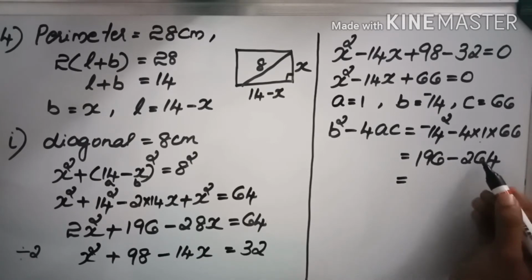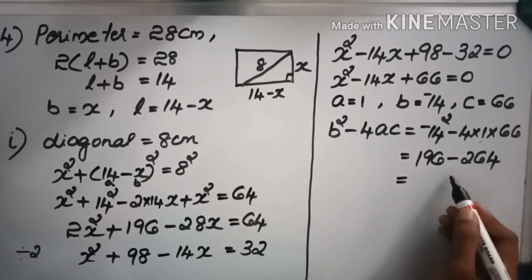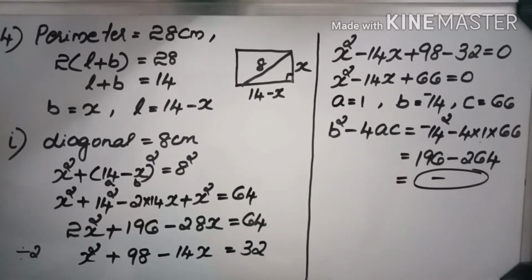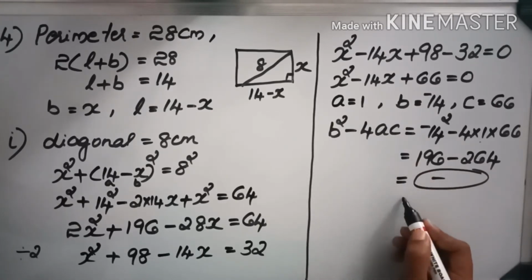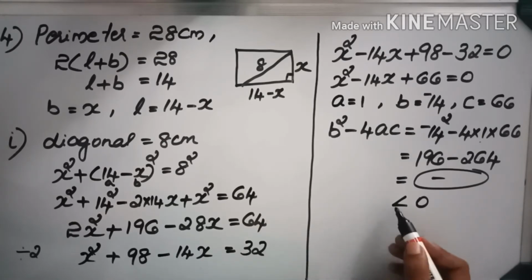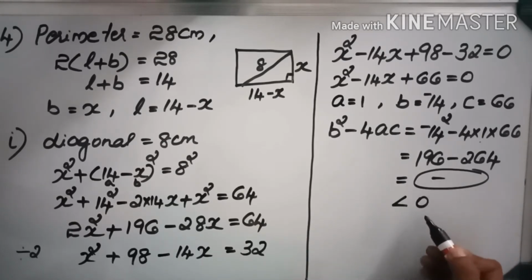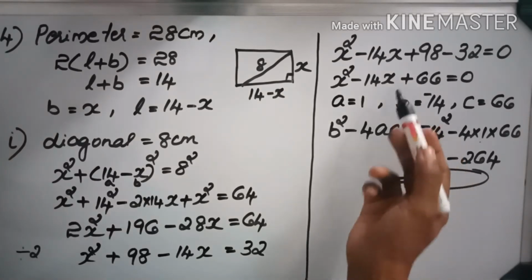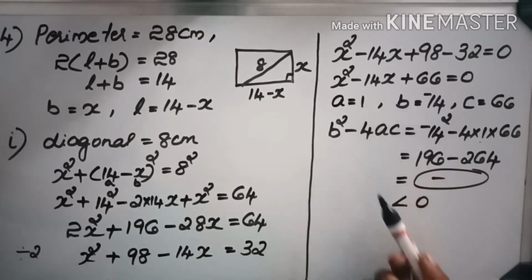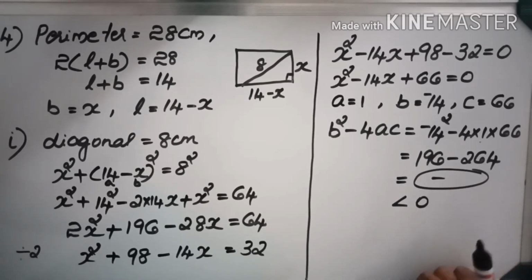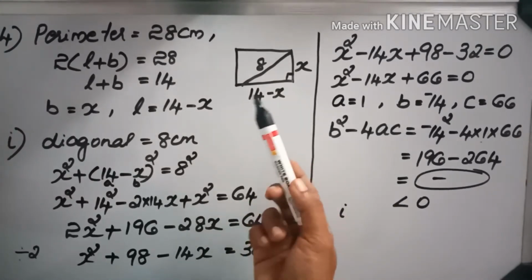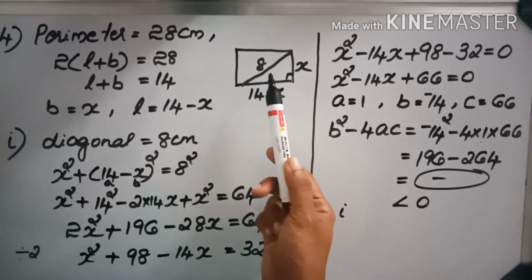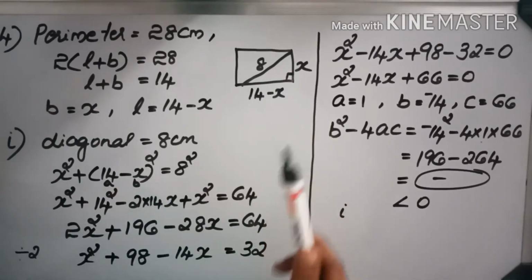Positive sign or negative sign? 264 is negative, 196 is positive. Anyway, the answer we will get is negative. So we got b square minus 4ac less than 0. Negative means it is less than 0. That means we can write it is not possible. This second degree equation has no solution, not possible to solve, because imaginary numbers like i will come. So it is not possible. So the answer is: it is not possible to make a rectangle with diagonal 8 centimeter. That is the answer.